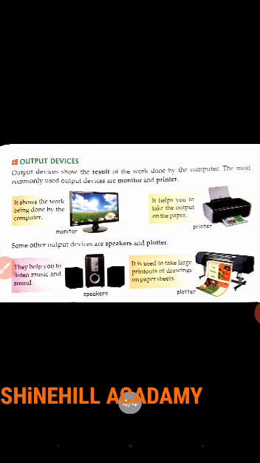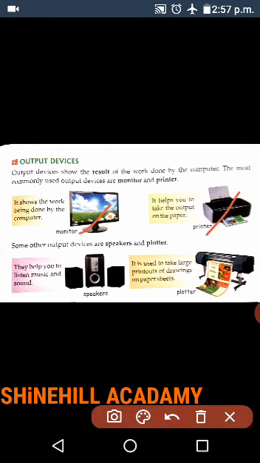The most commonly used output devices are monitor and printer. First, the monitor. It shows the work being done by the computer. Printer. It helps you take the output on paper. So we take the output as a printed copy by using the printer.